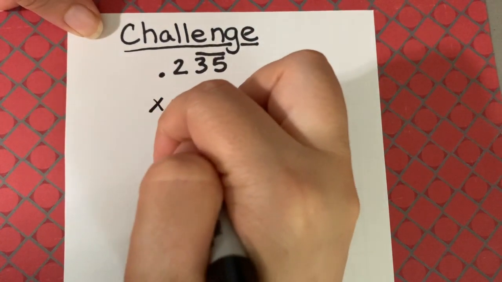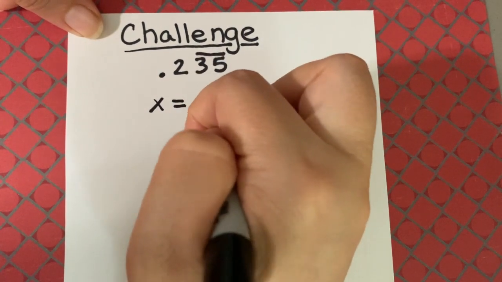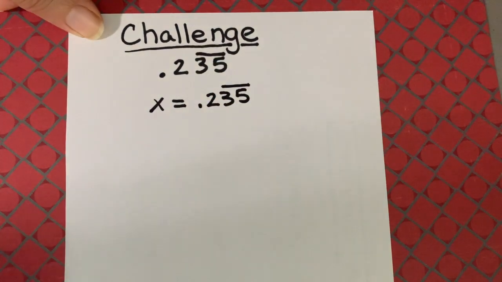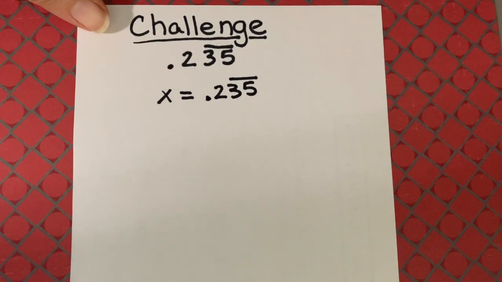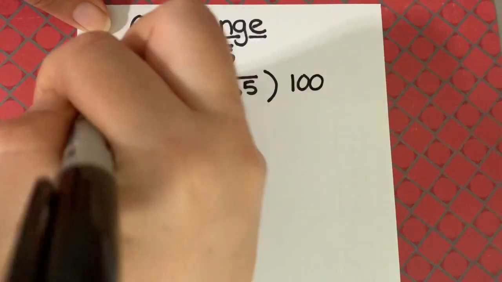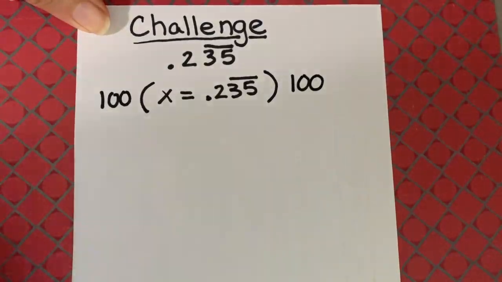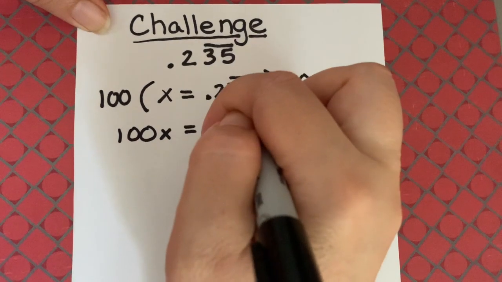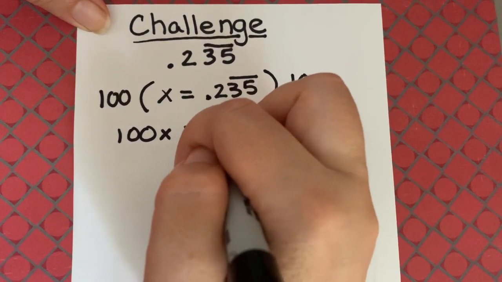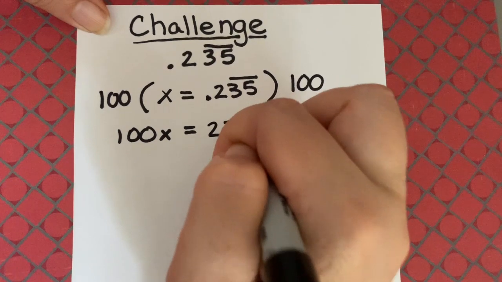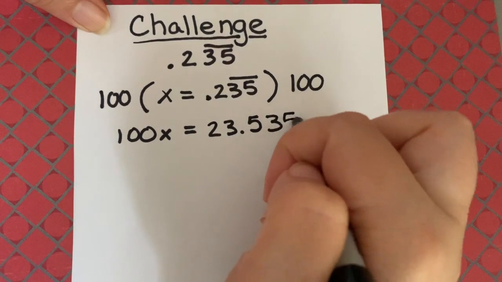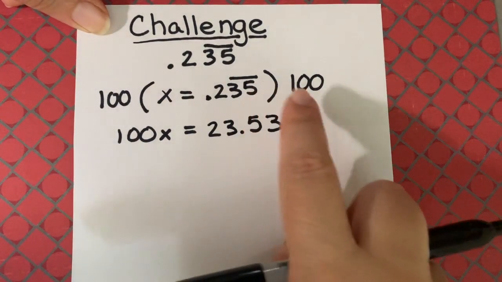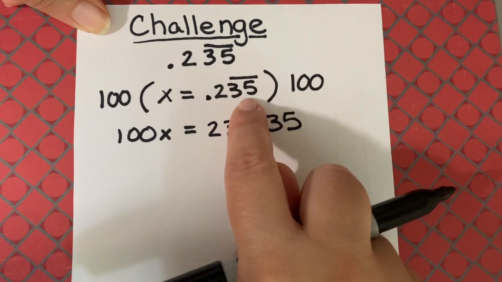I'm going to write this as x equals 0.235 with the 3 and 5 repeating, and then I'm going to multiply both sides by 100. So I multiply the whole piece, each side, by 100, and I'll get 100x equals, this just moves the decimal point 2 over, so we get 23.5, but remember the 3 and 5 are repeating, so I'll write that one more time. Now I chose 100 because there are 2 numbers repeating.